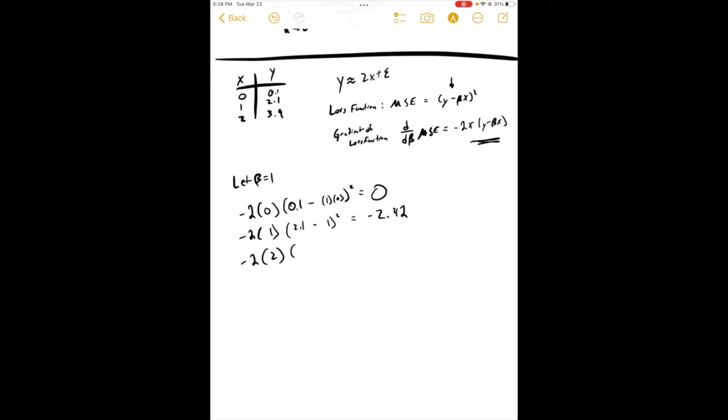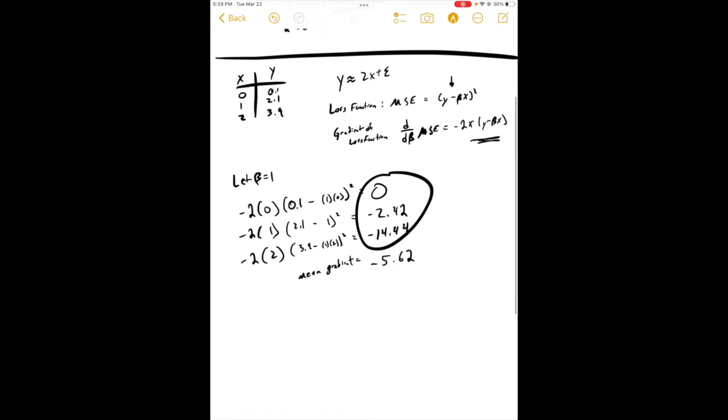One more, negative 2 times 2. Here we have 3.9 minus 1 times 2, squared. Calculator again, 3.9 minus 2 is 1.9. Square that. Multiply by 2, then multiply by negative 2 and we get negative 14.44. And we're going to find the mean of this, so add those up and divide by 3. And the mean gradient is, let's see, negative 2.42 minus 14.44. Divide that by 3, negative 5.62.